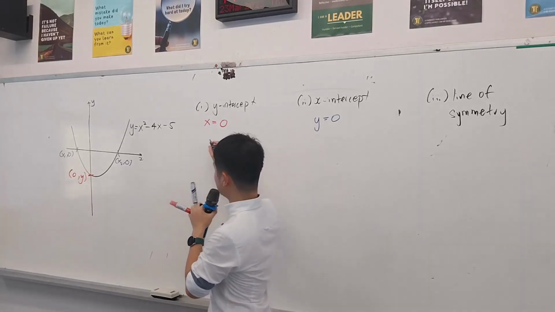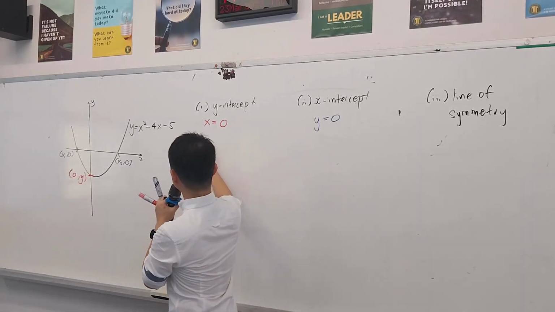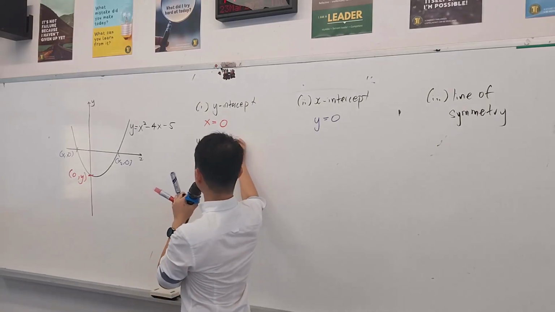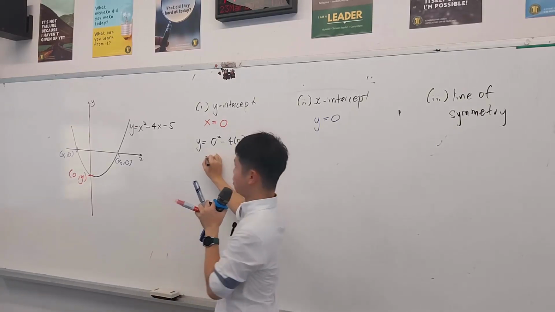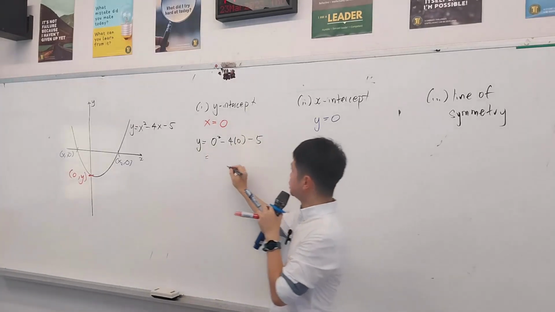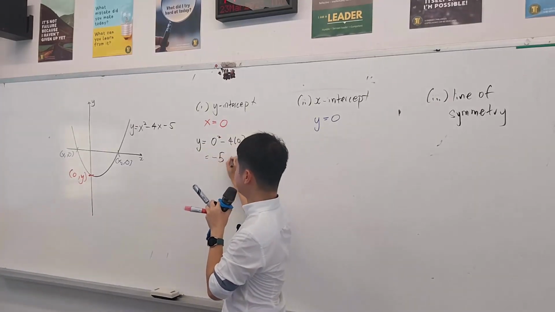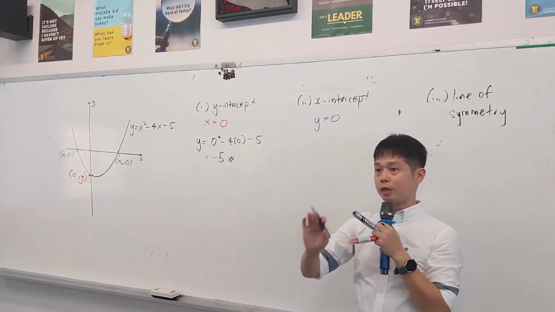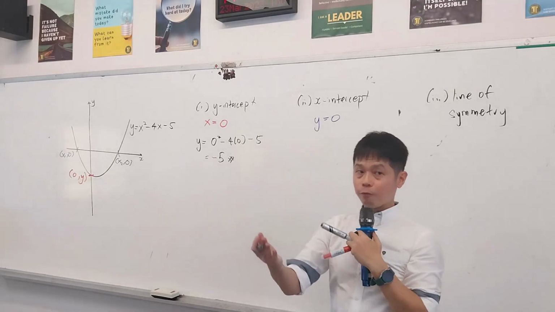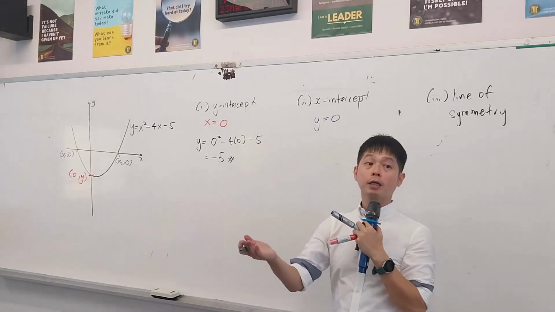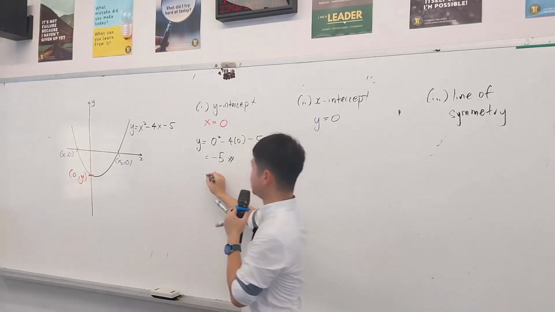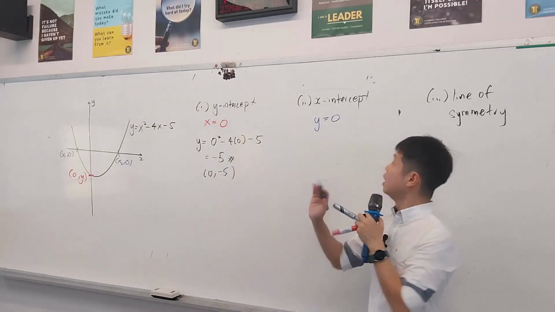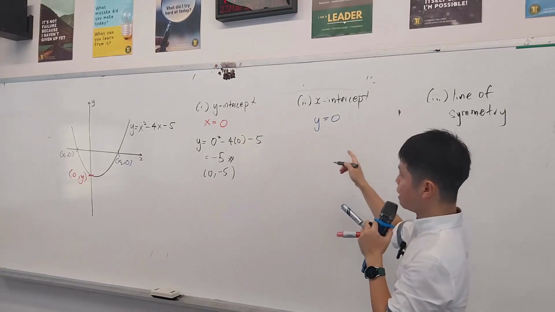When x is 0, all you have to do is y equals 0 squared minus 4 times 0 minus 5. And what's the value? -5. So the y-intercept is -5. We are done. That's the y-intercept. Just put the y value, that's already enough. Don't need to put the coordinates. If you put the coordinates, I will mark you correct also. Okay, if you want, the coordinate is (0, -5), but this is the final answer. That's enough.